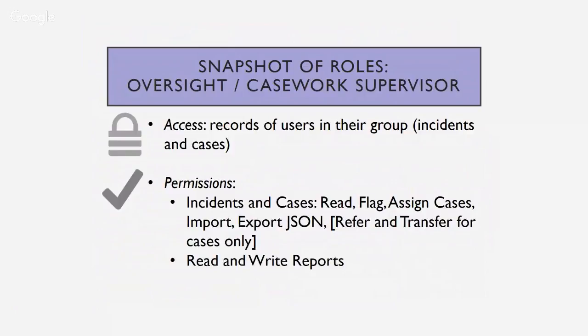The oversight or supervisor supervises the work of casework staff. For this reason, they can read, flag, assign, refer, and transfer, as well as import and export JSON files. Exporting JSON files is for the purpose of system data backing up. This role can also read and write reports and has access to the records of the users in their group. They cannot edit any cases and cannot see names of survivors that have been hidden.